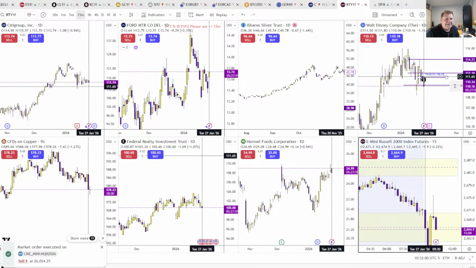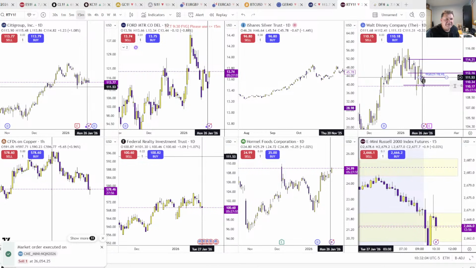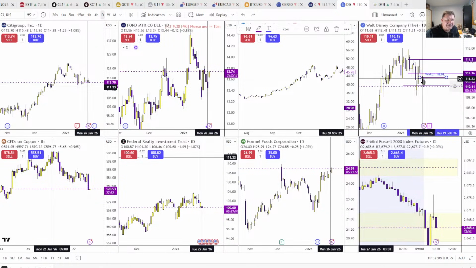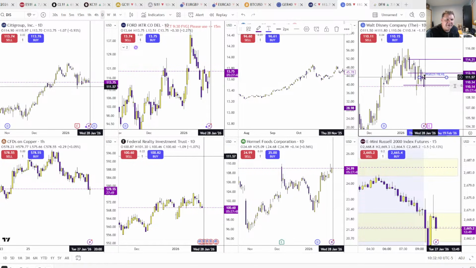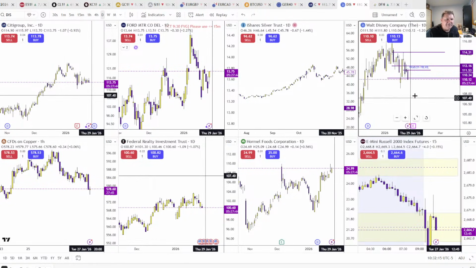Walt Disney, yes. There's our little watch zone. Traded through it. Stayed on it yesterday. Then we opened today on it, and it's like, okay, so we just slightly closed below it yesterday, opened on it on our little watch line here, and now we're sending it. Come on down, Disney.